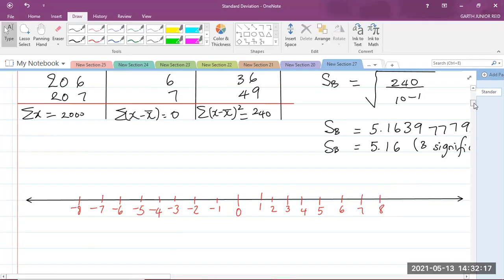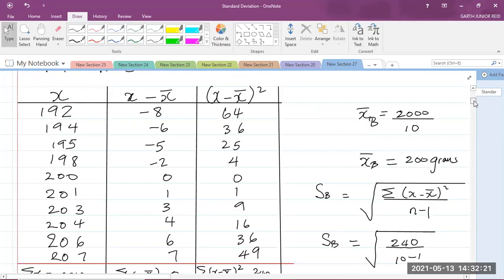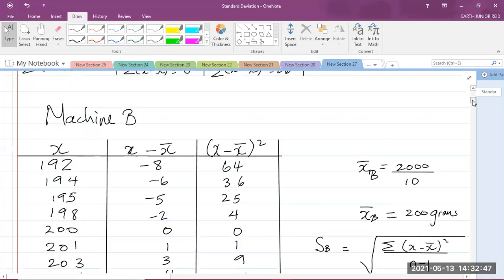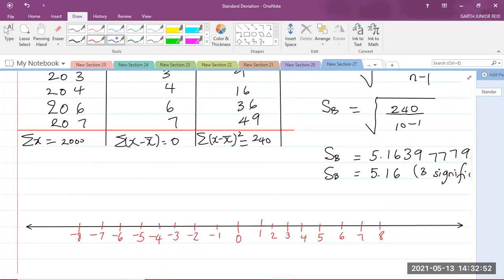Now let us look at the values. For machine A, this was the table that we got. If you look in the second column, you realize that the values are from -4 to +5. I hope you see that. So let's represent that on our number line. I'm going to do it in blue. So we're at -4, and we're going up to +5. That's somewhere here. That's -4 to +5, and we're now going to draw a line to represent that interval.